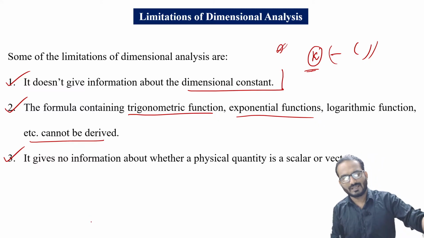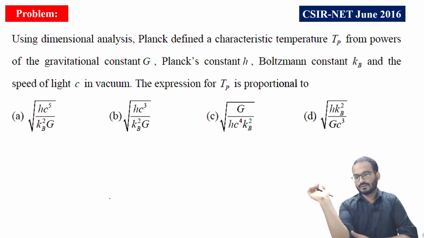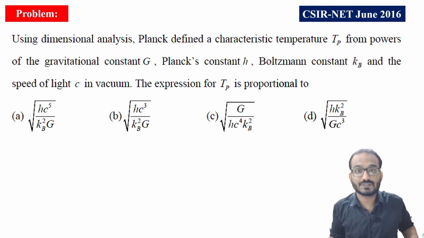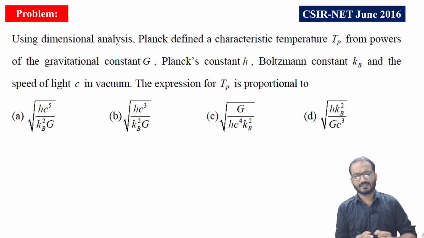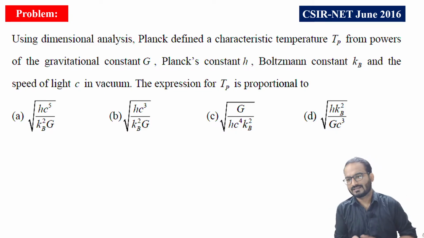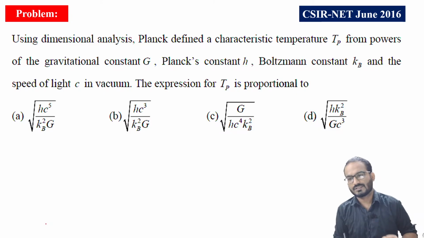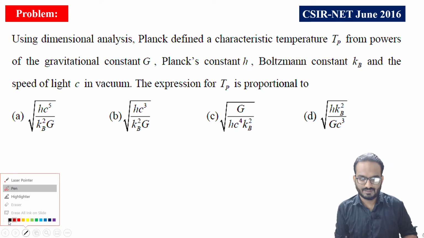Now, before we end this topic, let me solve another problem for you. This problem came in CSIR NET June 2016. The problem reads like this. Using dimension analysis, Planck defined a characteristic temperature Tp from powers of the gravitational constant, Planck constant, Boltzmann constant, kB, and the speed of light in vacuum. The expression for Tp is.